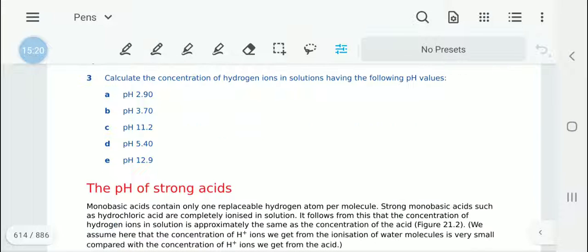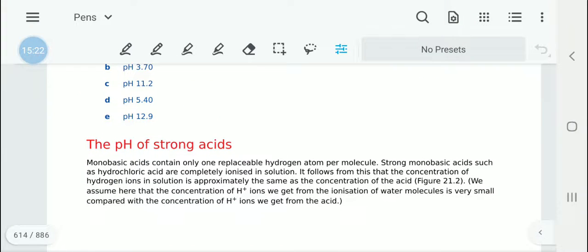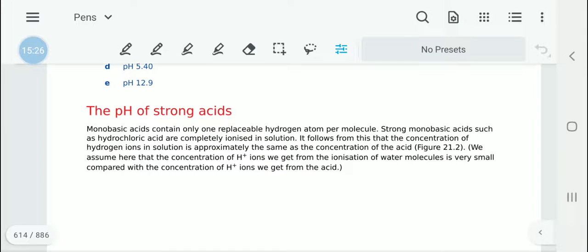Now you will have to do question number 3, and after that we will move to the pH of strong acids in the next video.